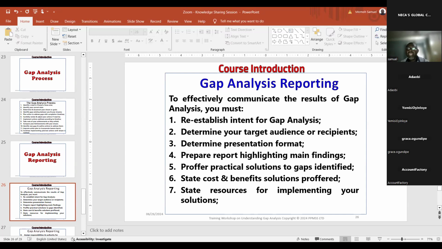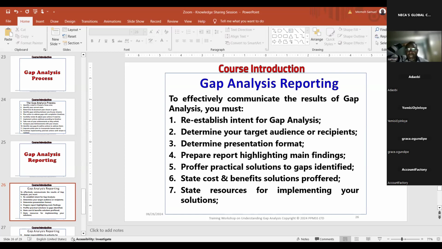So to effectively communicate the outcome, the results, the findings. Remember when I was giving the definition of gap analysis, an examination that you carry out to ascertain the factors that are responsible for where you are and what you need to do to get to your intended destination. So you need to report your findings.